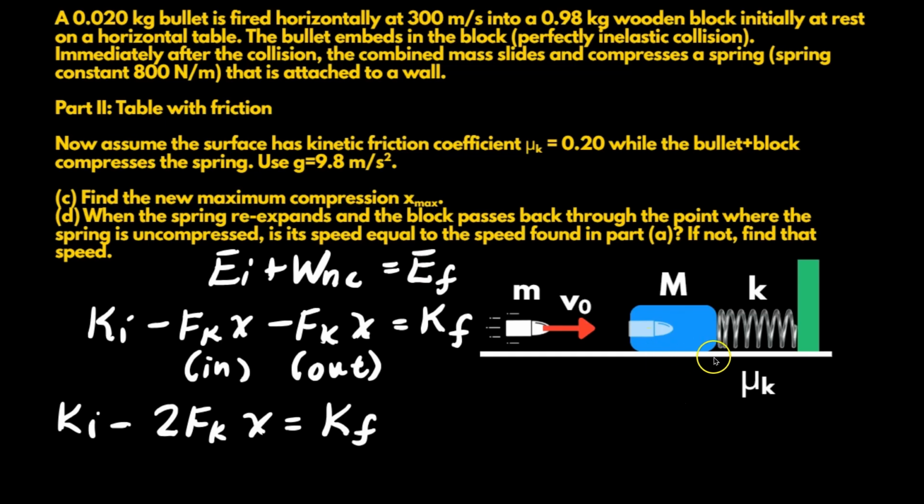Fn, or the normal force, is not changing because the normal force is equal to the gravity force here, since it's on a horizontal surface. And the x, the displacement here, is the same because it says that it's going to push the block all the way back to where the spring is uncompressed. So it's basically pushed back to where it started from. So that's why we can state that Ki minus 2 Fk, which is the friction force, times the displacement, is equal to Kf, the final kinetic energy.